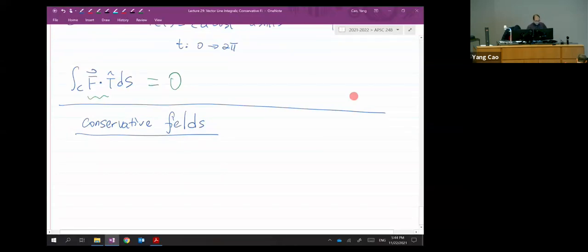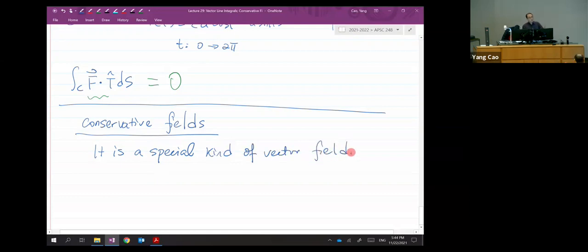So what is a conservative field? First of all, I would say it is a special kind of field. It's not a generic vector field. It's a special kind of vector field. Of course, it's special, right? So here's a statement: a gradient vector field.